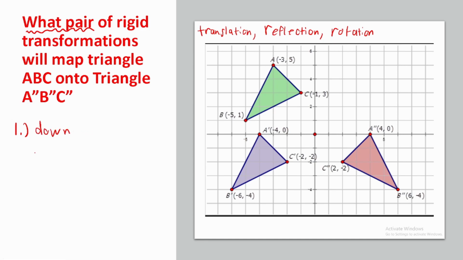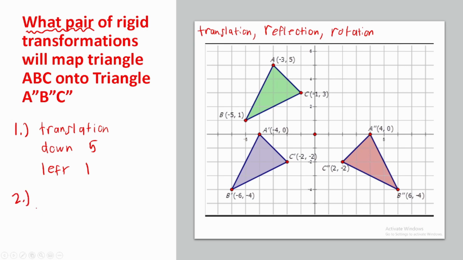Ooh, let me actually write the word translation. Right, so translation down. How many did I say? I think I said 5. Yep, down 5 and left 1. Awesome. So that's our first transformation.